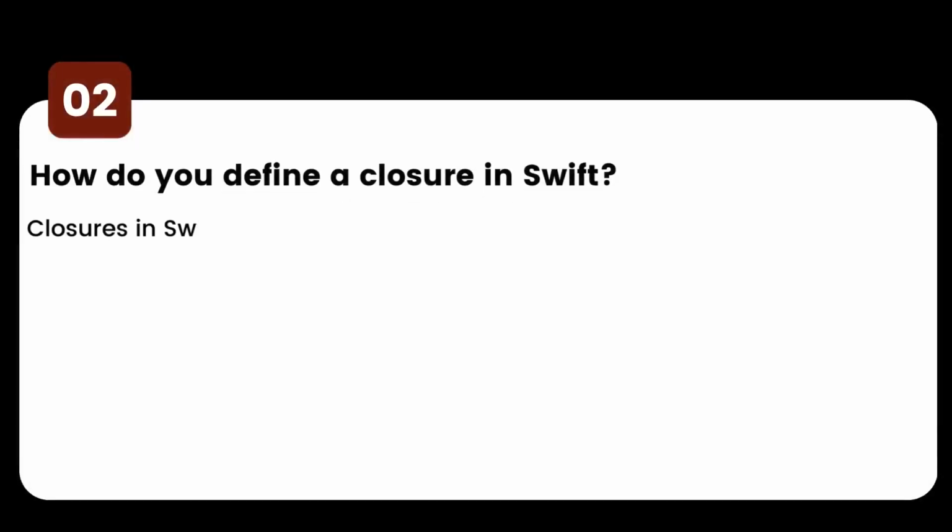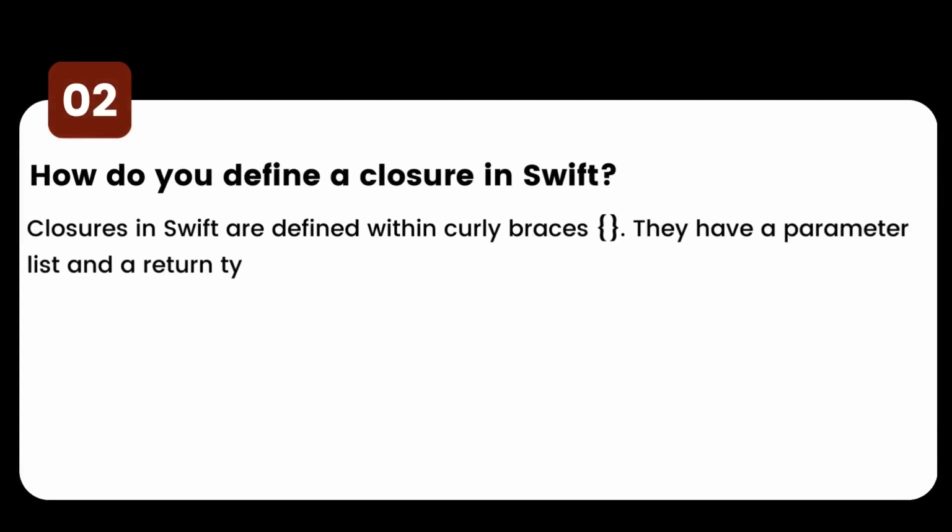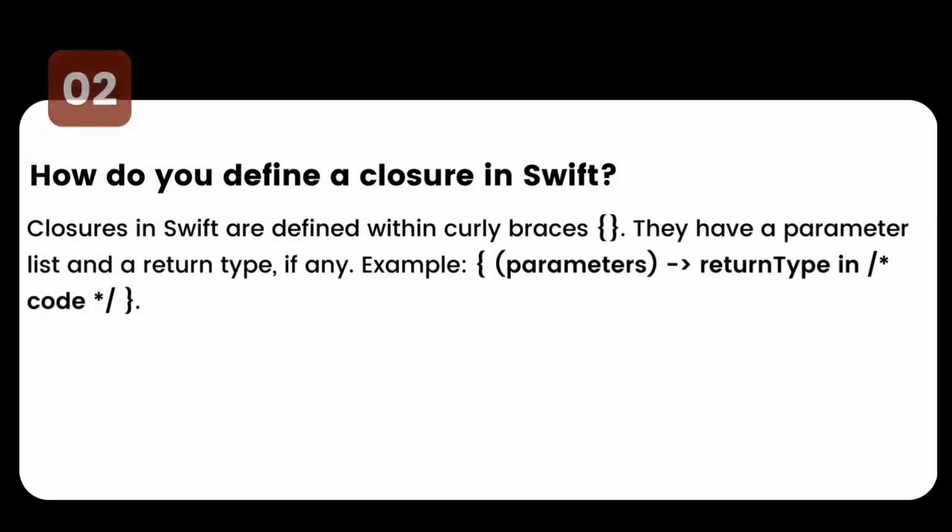Next, how do you define a closure in Swift? Closures in Swift are defined within curly braces. They have a parameter list and a return type. You can check an example.